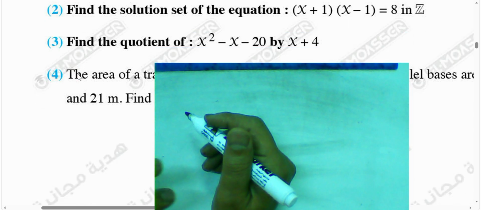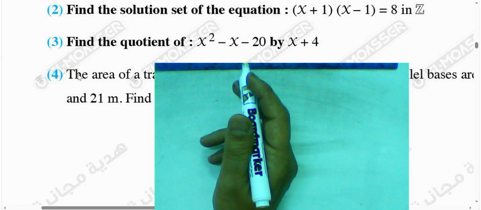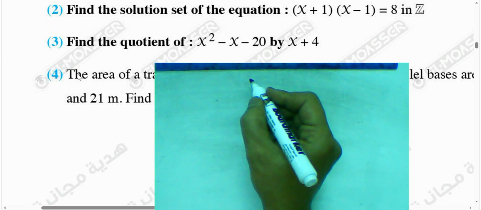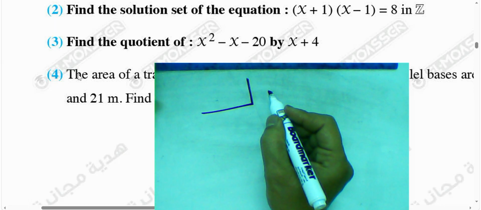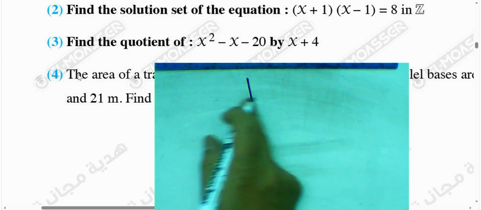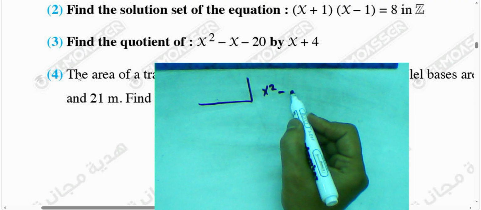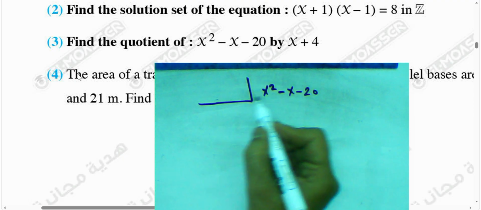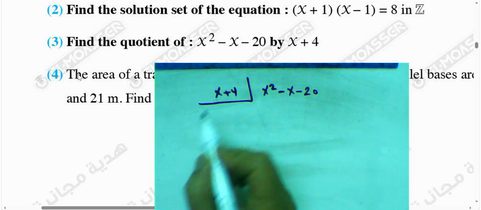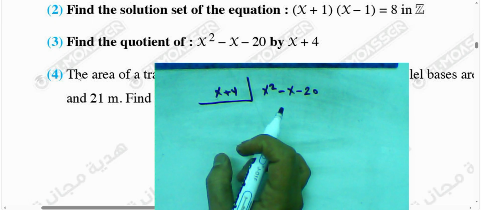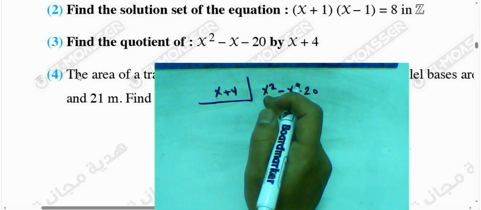Find the quotient of x power 2 minus x minus 20 divided by x plus 4. You can draw here. Write first x power 2 minus x minus 20, and second write x plus 4. Okay, we have the dividend and divisor. I want to find the quotient now. To find the quotient, divide first by first.